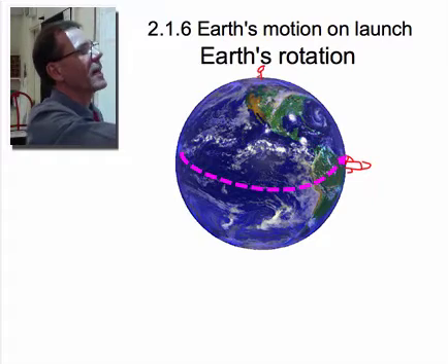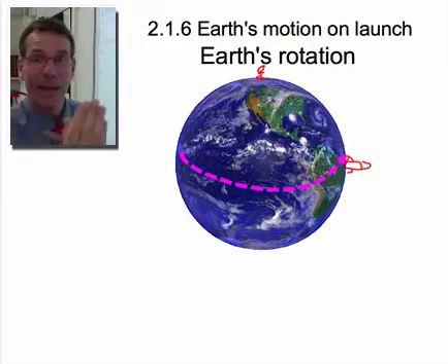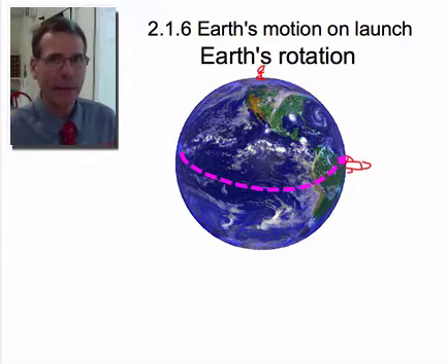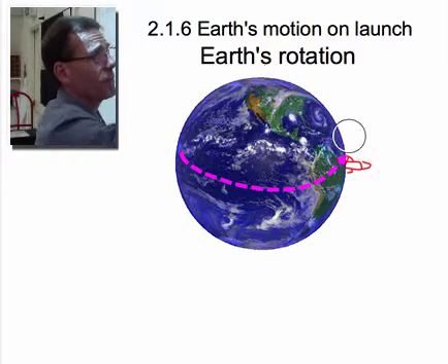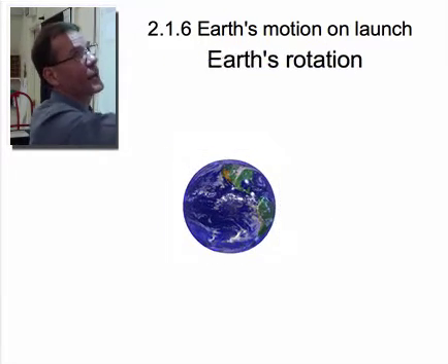Of course, if we stand on the pole there, all we're doing is rotating around. We don't get any velocity out of that. But if we launch from the equator, or as close as we politically can get to the equator, and build a safe space station, the more energy we can get from the Earth's rotation. So that's the first aspect of the Earth's motion on a launch, the Earth's rotation.